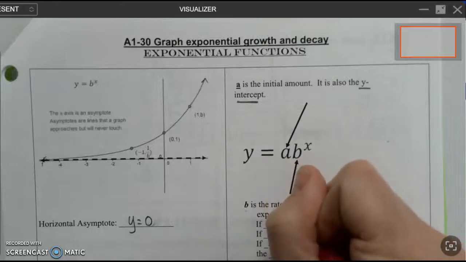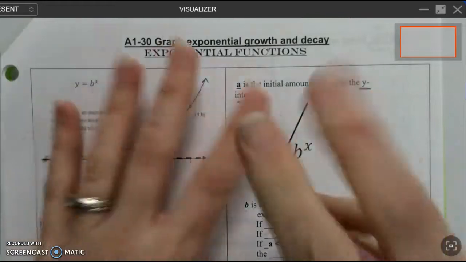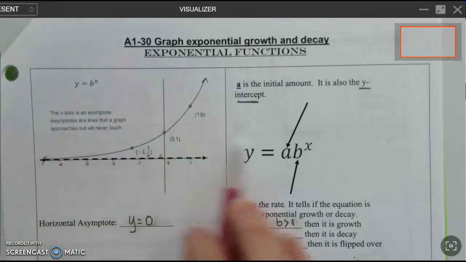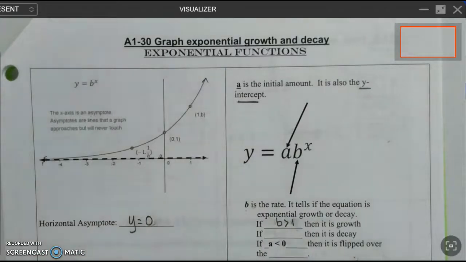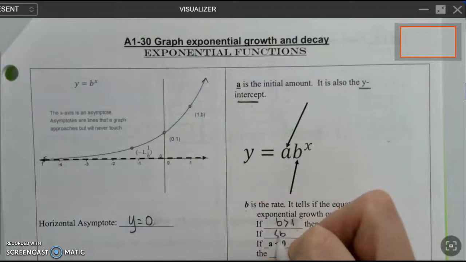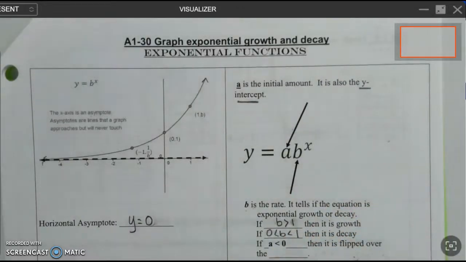If that b value is bigger than 1, it's going to be a growth. If it stays at 1, that means it's going to stay the same. So if b were 1, it would stay the exact same all the time, which would just be a flat line. If it's a decay, that b value is going to live between 0 and 1. So think fraction, decimal, in between 0 and 1.